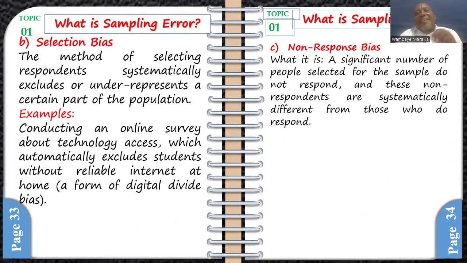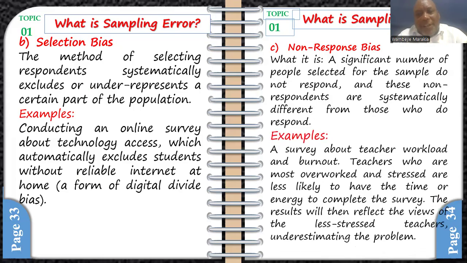Then, non-response bias. Selection bias and non-response bias are ones a researcher must be very careful to look at. A significant number of people selected for the sample do not respond. And these non-respondents are systematically different from those who do respond. For example, in a survey about teachers' workload and burnout, teachers who are overworked and stressed are less likely to have the time or energy to complete the survey. The results will reflect the views of the less stressed teachers, underestimating the problem.